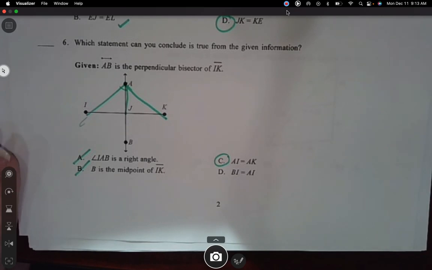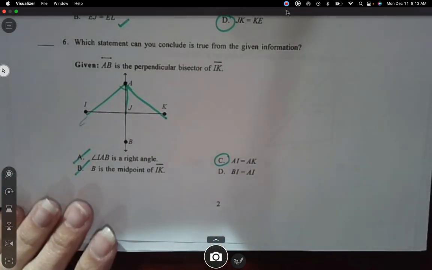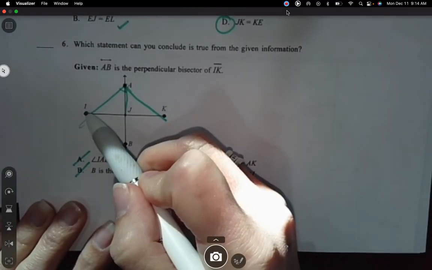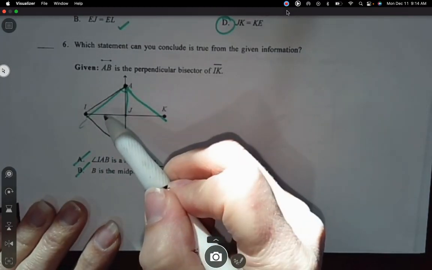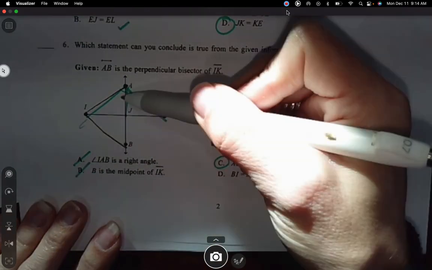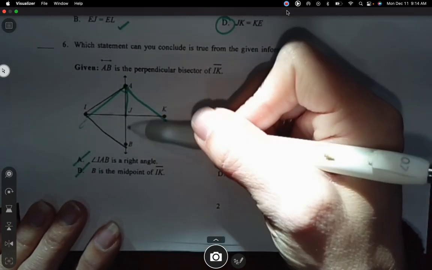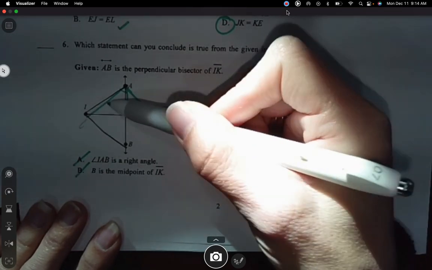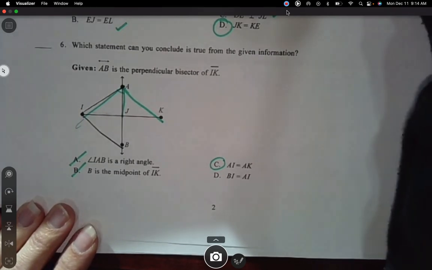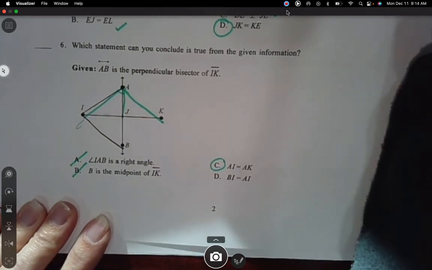So why is it not D? D is looking at this one, and this one. Sorry, I'm not good at drawing. But I don't know anything about this being a perpendicular bisector. This is the perpendicular bisector, so it means it divides these 2 parts. All right, number 7. Can we keep going? Are we good?